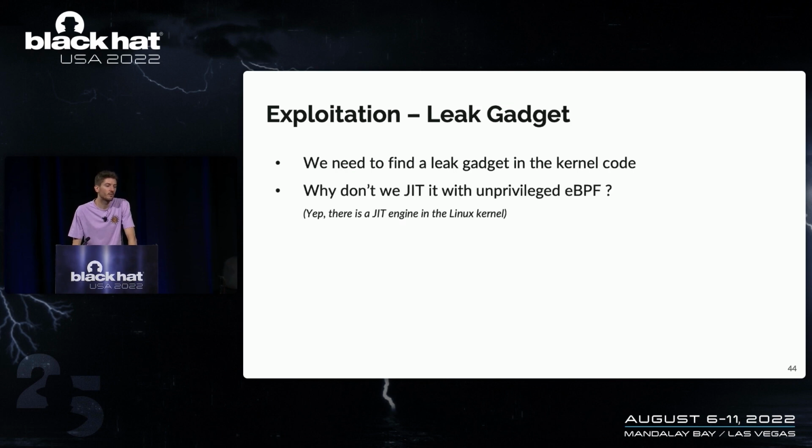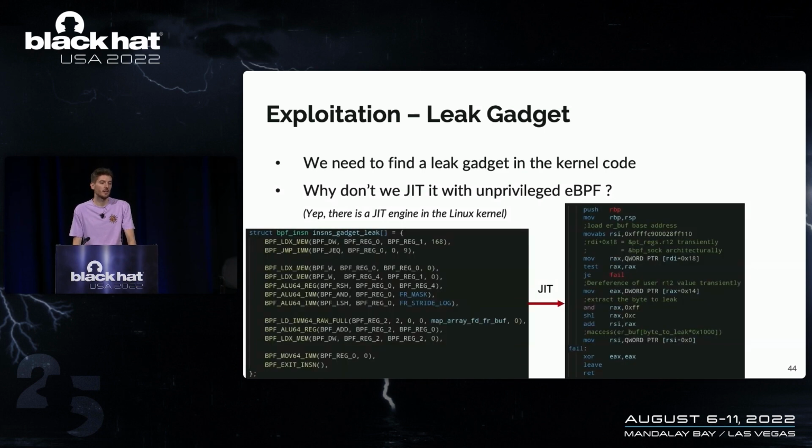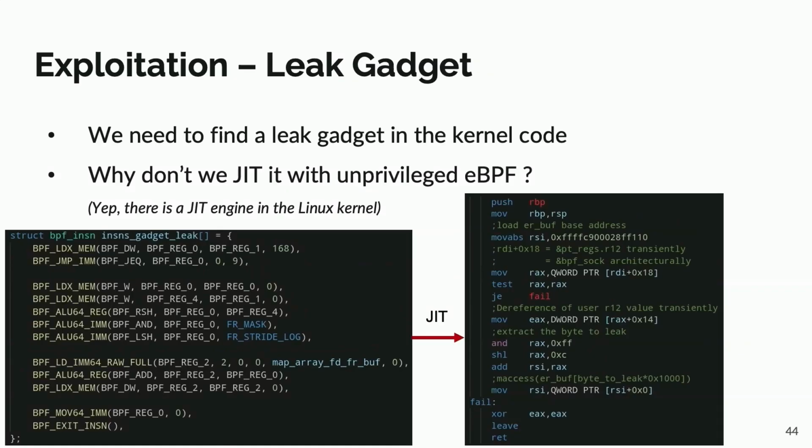At the time we were doing the project, there was this nice feature named unprivileged eBPF that, in a nutshell, for us is a JIT engine in the kernel that an unprivileged user can use. Yeah, it's a bit strange. I mean, you can literally JIT code in the kernel from an unprivileged user. And for us, this is amazing because you just need to find the correct BPF opcodes to JIT the perfect leak gadget directly in the kernel. So this was very helpful for us.